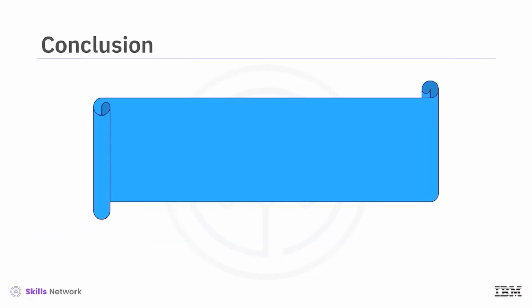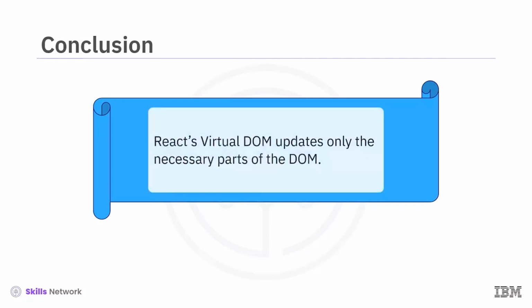This example demonstrates how React's virtual DOM updates only the necessary parts of the DOM, improving the application's performance, especially in scenarios where only specific components or elements need to be updated.